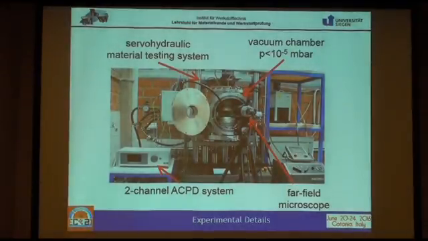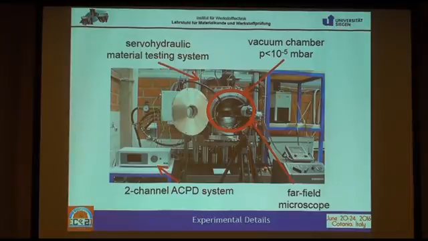Here you see the test equipment. We use a servo-hydraulic material testing system, which is equipped with a vacuum chamber. The vacuum chamber allows us to run tests excluding any environmental effects, because the pressure is lower than 10 to the minus 5 millibar. For monitoring crack lengths, we use 2 different systems independently of each other: a 2-channel alternating current potential drop system and a far-field microscope. And this is the reason why you see here a window in the door of the vacuum chamber.